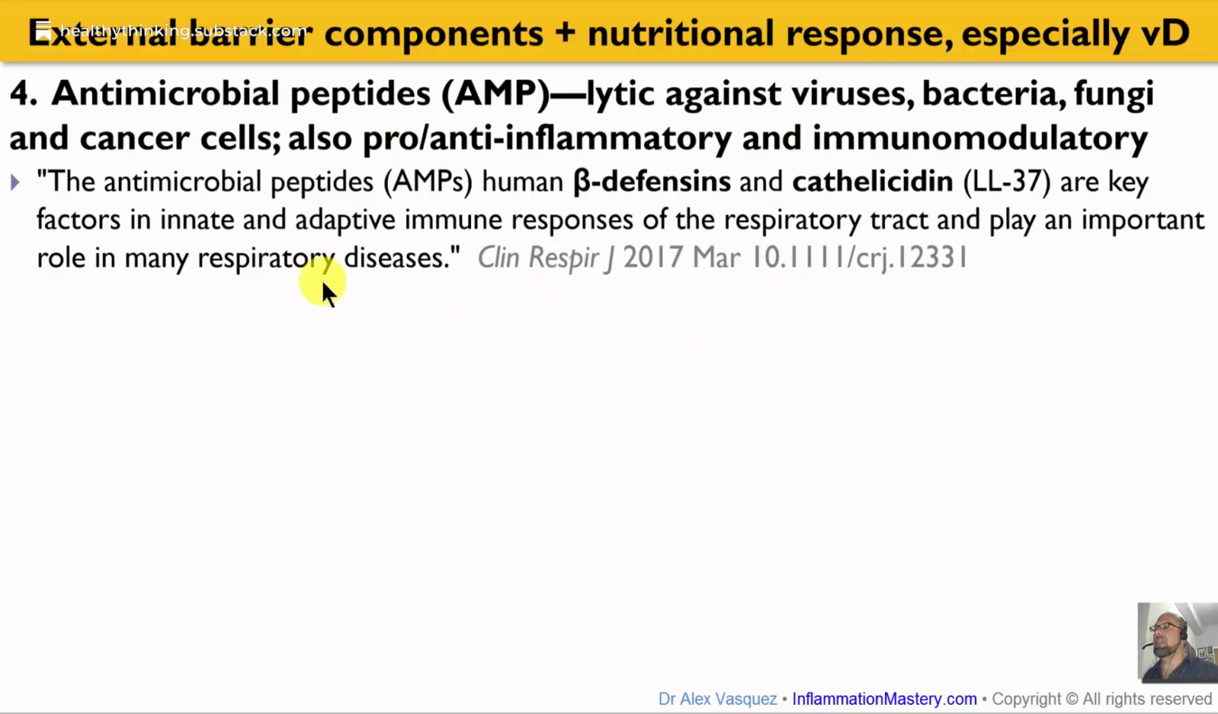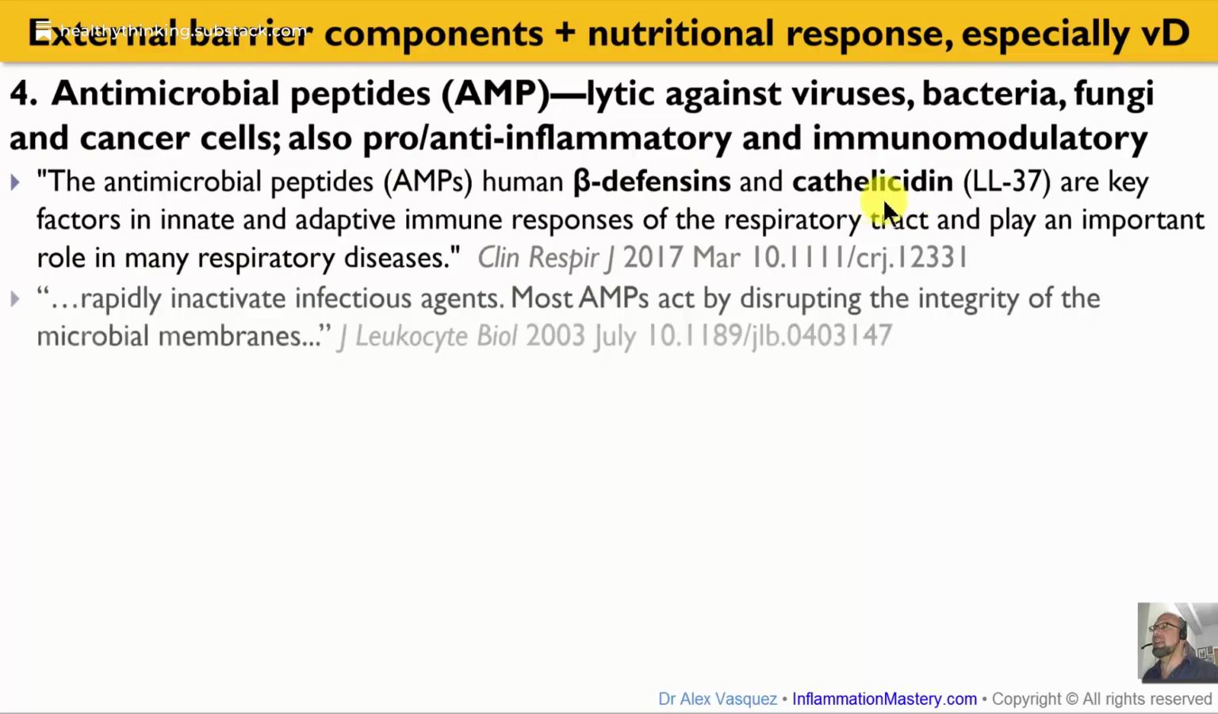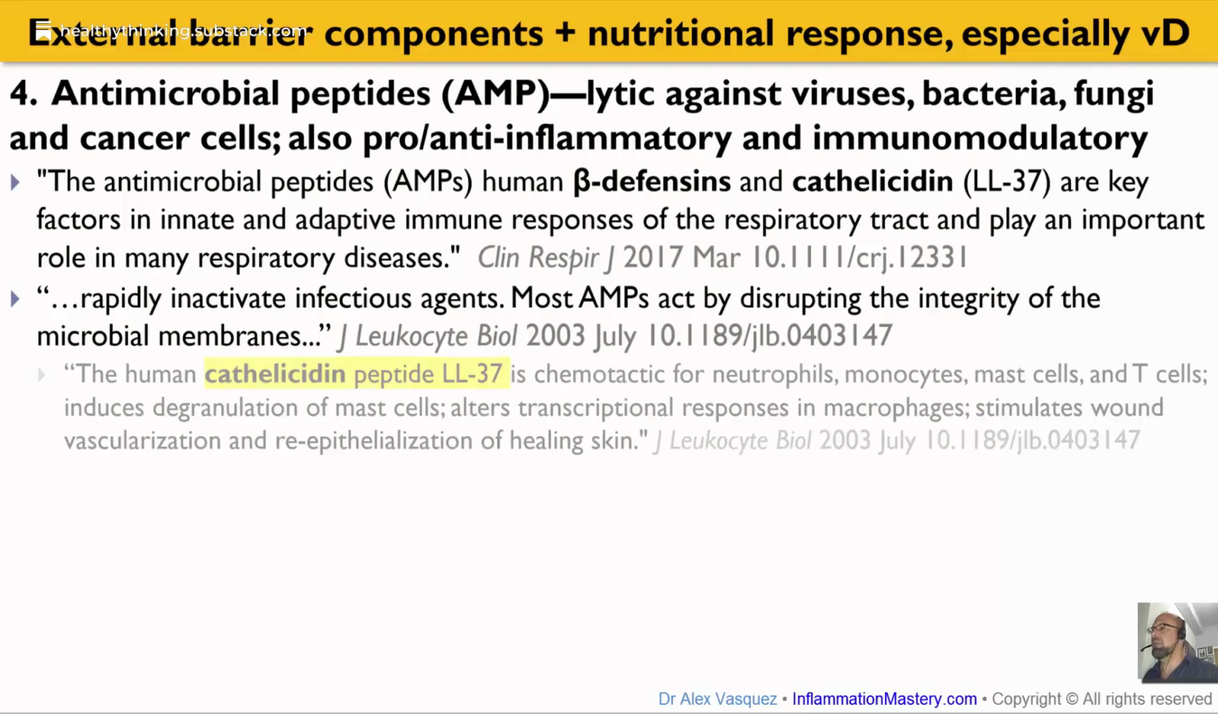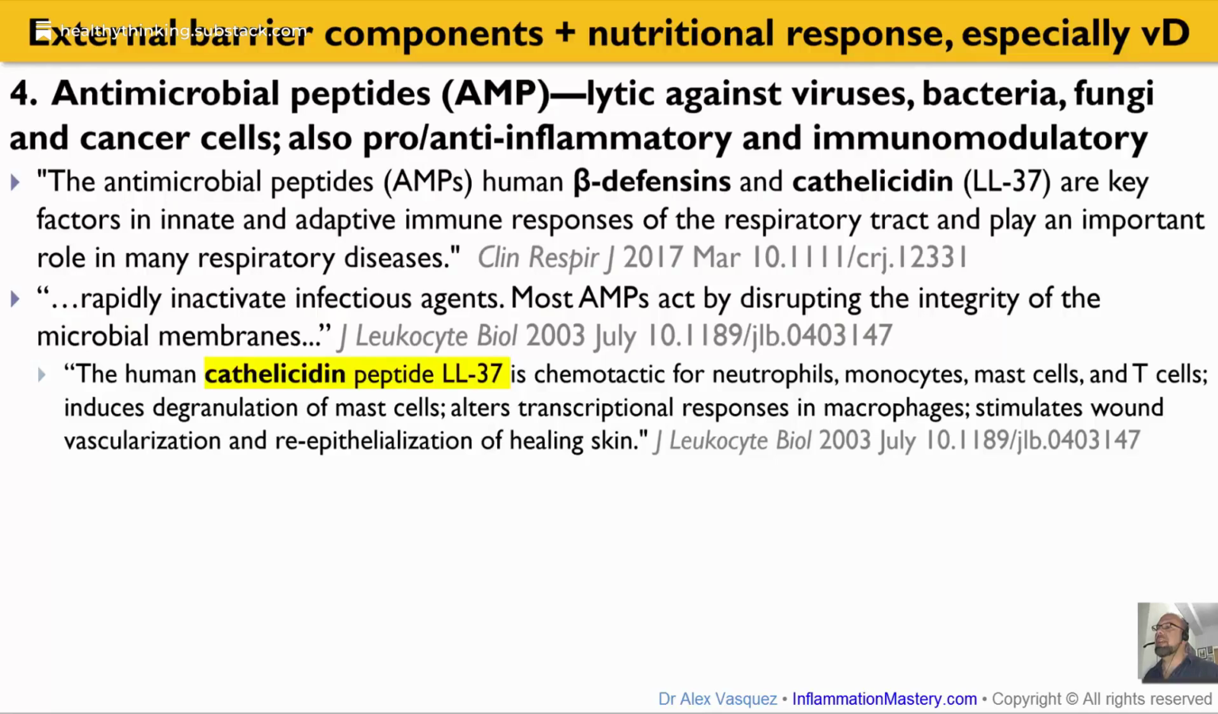So in human physiology, the two AMPs, or antimicrobial peptides, that you're going to hear most commonly mentioned are beta-defensin and cathelicidin. Again, these rapidly inactivate many infectious agents. Most antimicrobial peptides act by disrupting the integrity of microbial membranes. The human cathelicidin peptide LL37 is chemotactic for neutrophils, monocytes, mast cells, and T cells. It induces degranulation of mast cells, alters transcriptional responses in macrophages, stimulates wound vascularization, and re-epithelialization of healing skin.